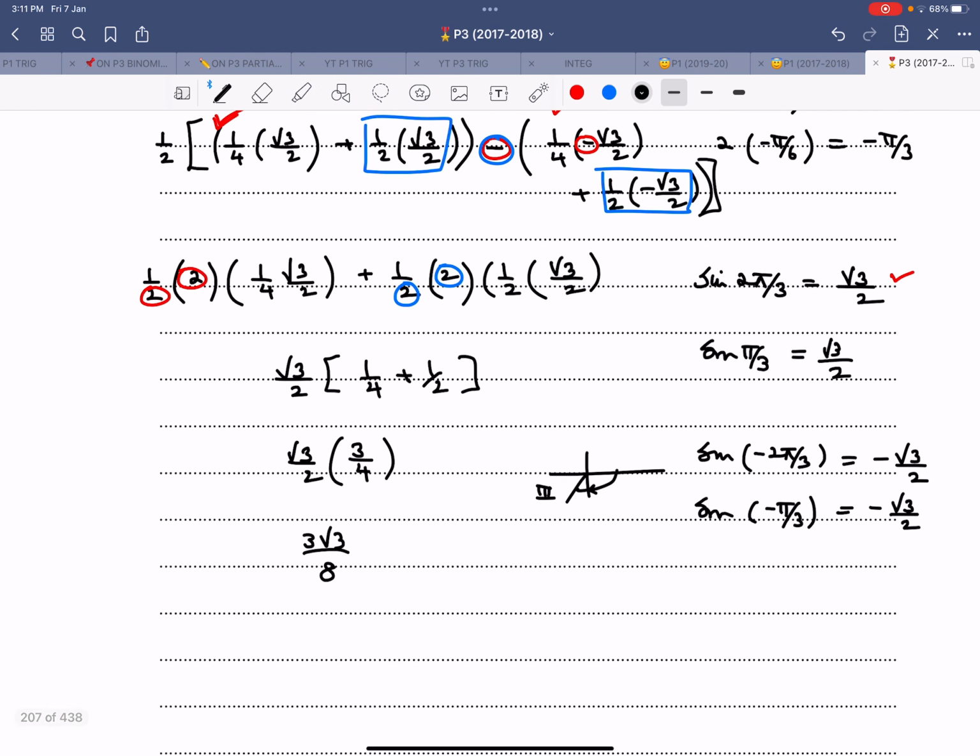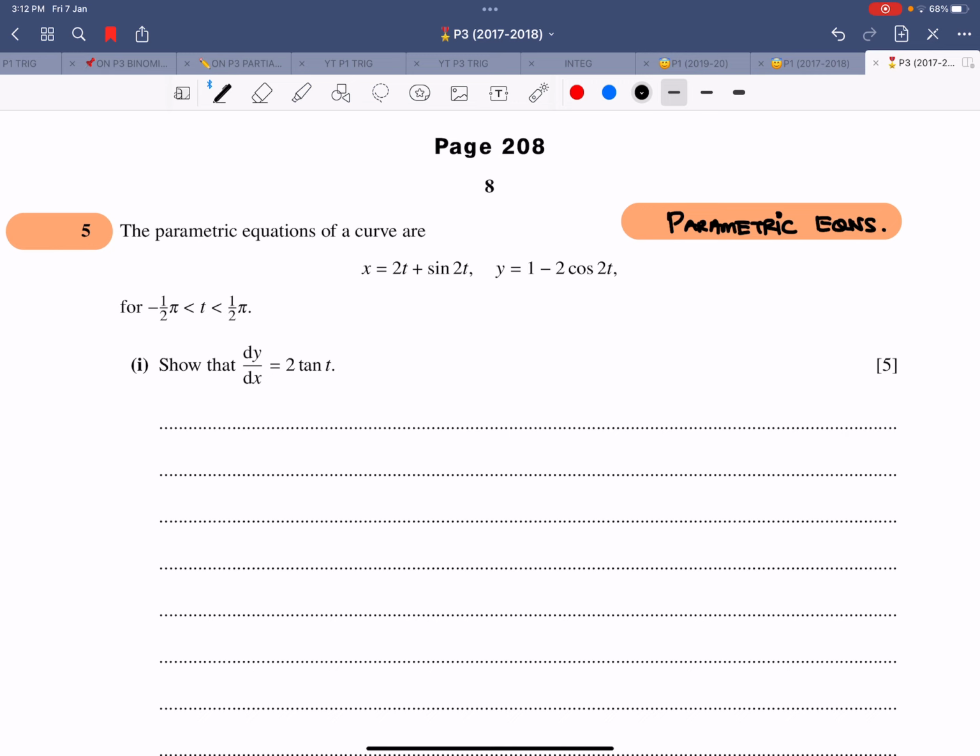So now that's the first question that I've done, both the parts. Let me move to the second question. Now, the second question is about parametric equations. x in terms of t, y in terms of t. What is the first part related to? Show that dy by dx is this much.